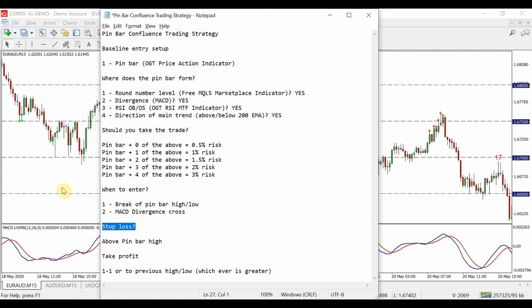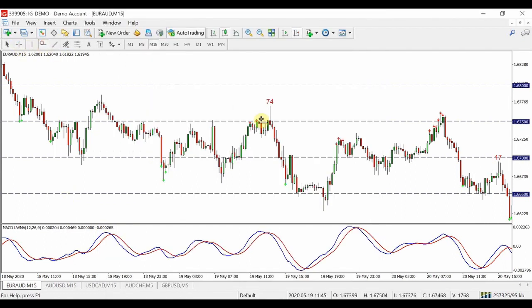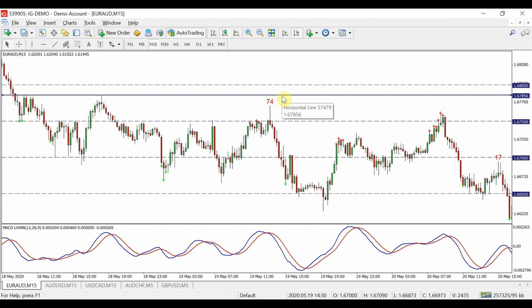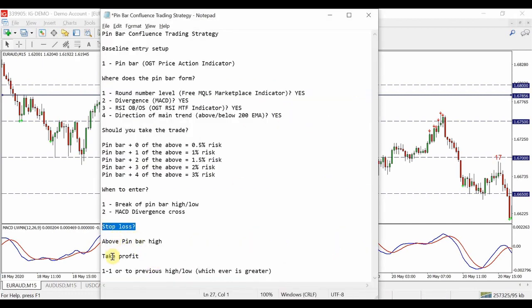Next question then is, where do we put the stop loss? So we put the stop loss a couple of pips above the high of the pin bar candle. Now, if, let's just say, the psychological level was just above this 74, I would actually move my stop loss just above that psychological level. The reason is that these levels act as natural support and resistance. So you want to be above or below it, depending on whether you're long or short, to give you that extra layer of protection.